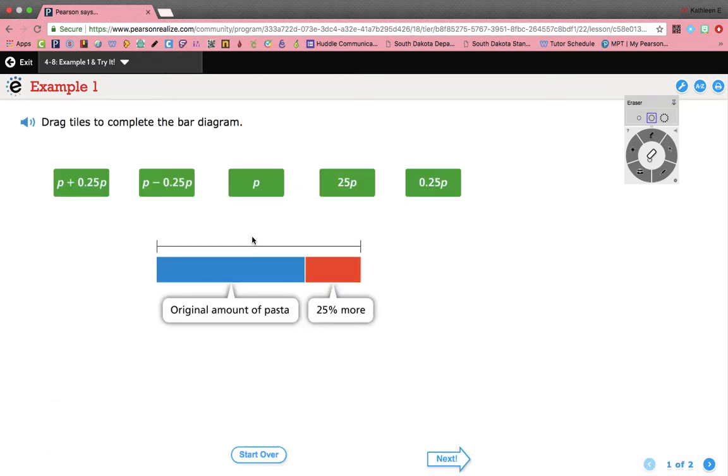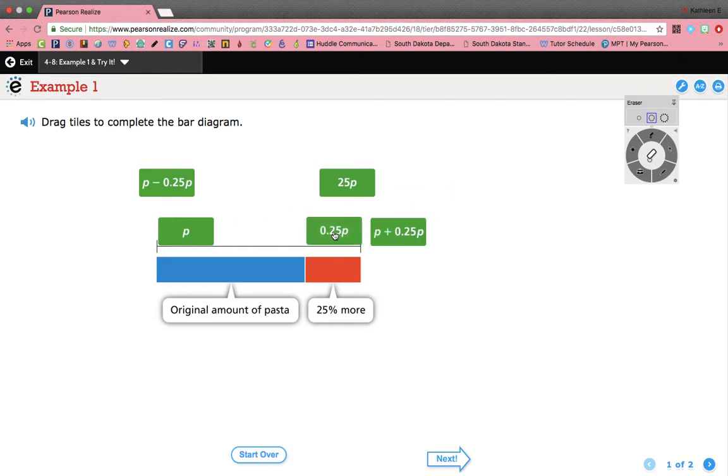All right, let's start the activity. Drag tasks to complete the bar diagram. So the original amount of pasta plus 25% more. I don't know where I'm supposed to drag them to. Here? 25. So is this the end value here? So we have the original amount of pasta plus 25% of the pasta equals the end result.